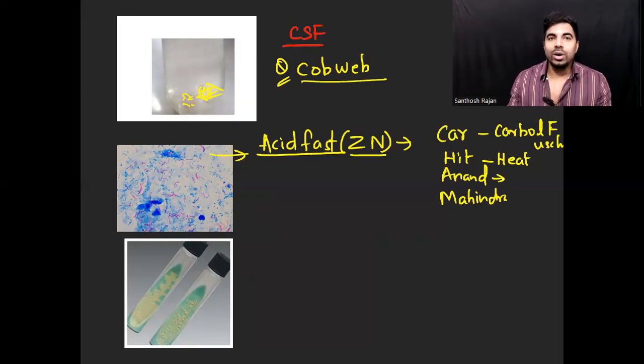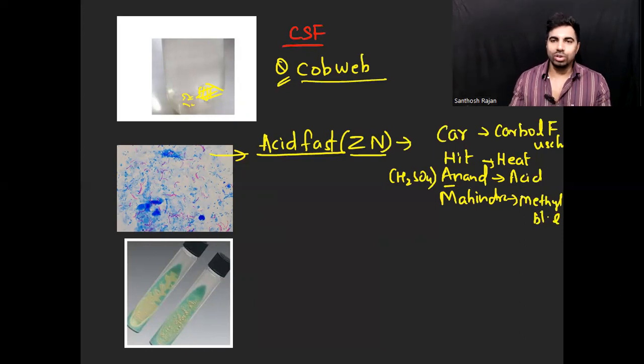And then, for decolorization, you are using what? H2SO4. A for acid; which acid? H2SO4. We are going to talk about that, using the H2SO4 acid here. And Mahindra, M for methylene blue. That's why your background is blue.